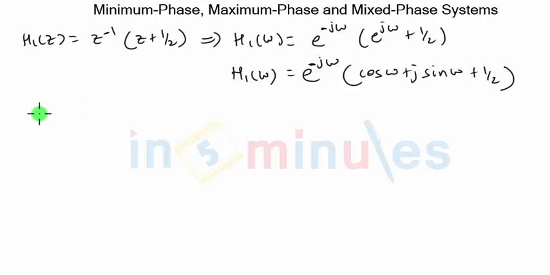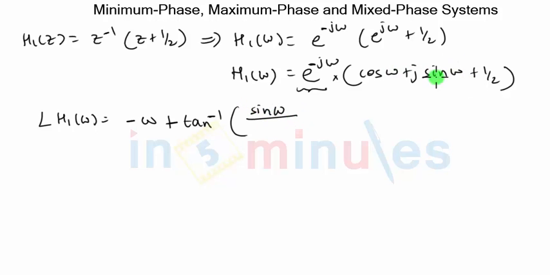So what will be the angle of H1(omega)? The angle will be nothing but, because two terms are multiplied, the angles will be added. The angle of the first term is minus omega, plus the angle of the second term. The second term is a complex term in rectangular form, for which the angle is given as tan inverse of imaginary upon real part. The imaginary part is sine omega and the real term is half plus cos omega. So that's the angle of H1(omega).